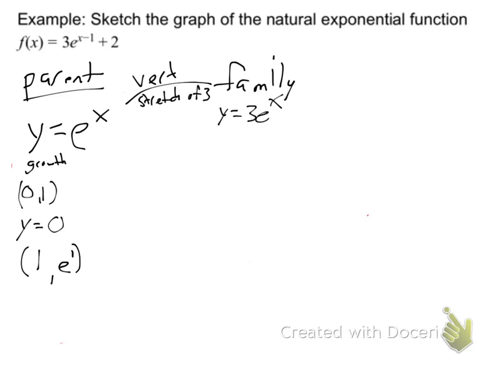Our y-intercept, which was at 0, 1, now becomes 0, 3. Our asymptote is still y equals 0, because if I multiply 0 by 3, it's still 0. And 1, comma, 3e. Again, I'm not even going to worry about decimals yet. I'll worry about that at the end.